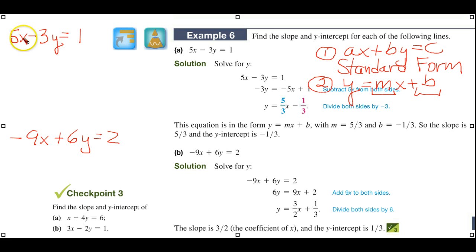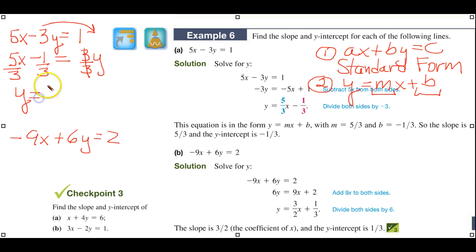So here is an example in standard form. So we want a positive y. So the easiest way, just bring that over, and that gives you 3y. 5x, transpose the 1, and now you're going to divide everything by 3. Here this cancels out, and if you want to write it this way now, y equals 5/3 x minus 1/3. So our slope is 5/3, and our y-intercept is a negative 1/3.